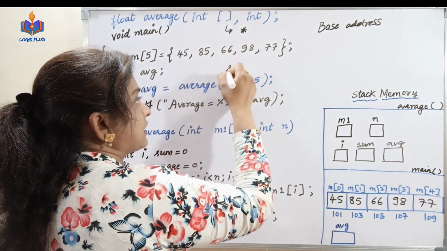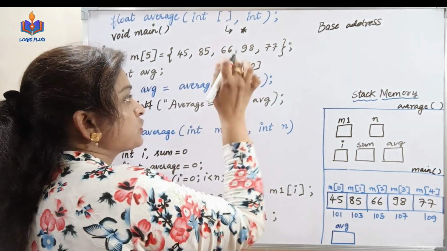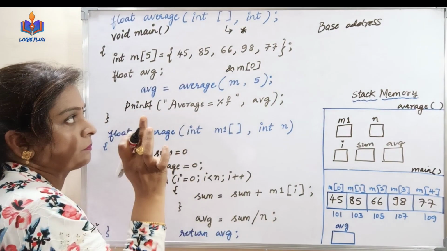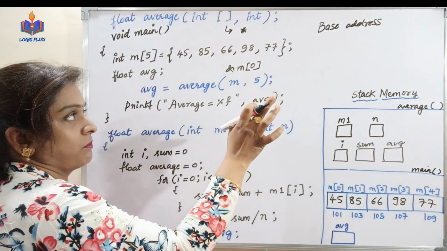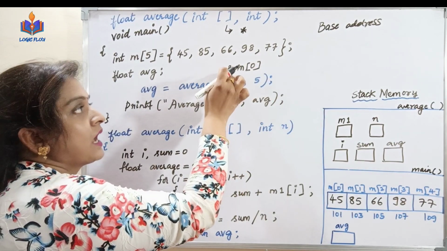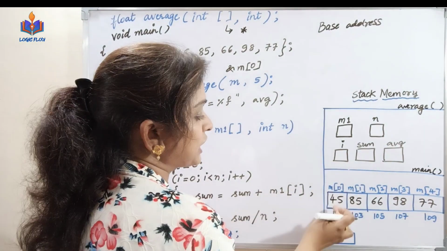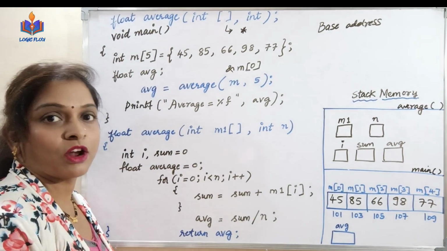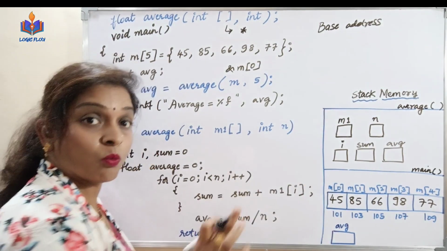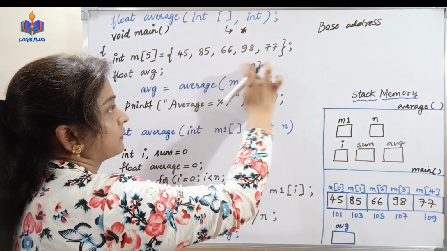We write it like this, ampersand of M of 0. So this is same as writing like this. You can simply have the array name. When you write the array name, it is nothing but address of M of 0. M of 0 means, see here, it is address 101. So you can simply write the array name.